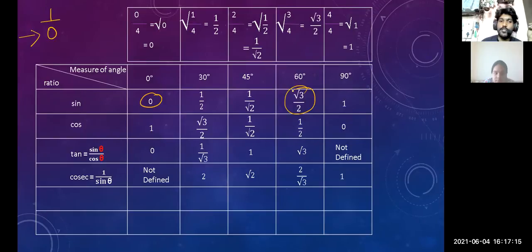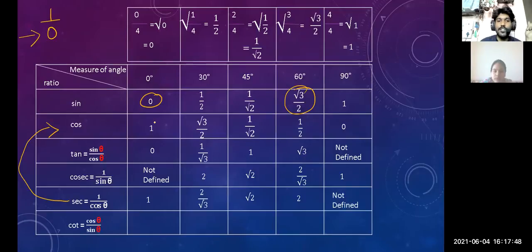1 itself. Now next is sec. And as you know, sec is reciprocal of cos. To find out sec, you just take the reciprocal of this. So what is reciprocal of 1? 1. Root 3 by 2: 2 upon root 3. Correct. Next, root 2. Next, 2 and then not defined. Correct.